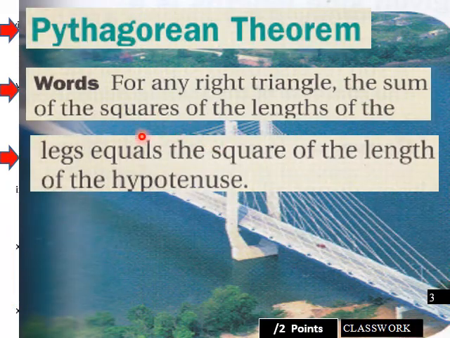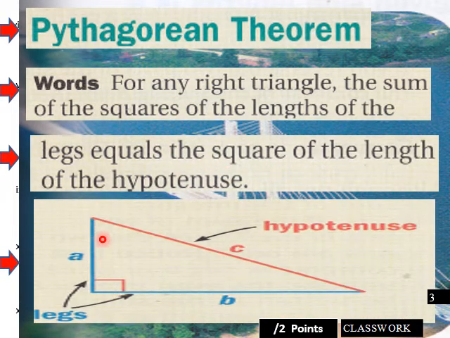For any right triangle, the sum of the squares of the lengths of the legs equals the square of the length of the hypotenuse. So in this case here, here's our right triangle again. Here's our right angle here. And then this is the hypotenuse. This is a symbol here for a 90-degree angle. And then these are the legs.